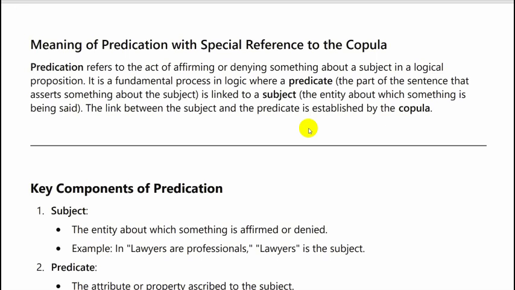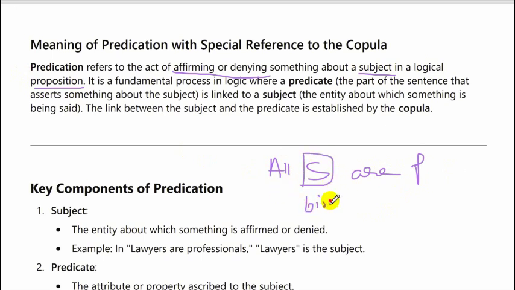Okay, what is predication? Predication refers to the act of affirming or denying something about a subject in a logical proposition. So we have a statement, say, All S are P. What are we doing here? This is the subject part. For example, all birds can fly.